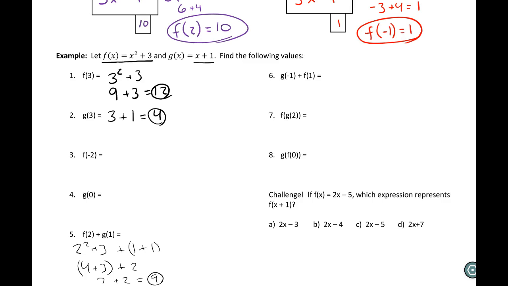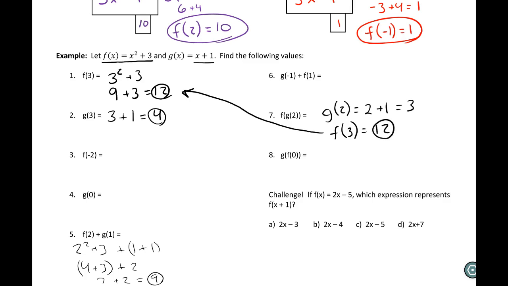Okay, one last I'll show with you, and then the rest I'll have you do on your own, is number 7, f of g of 2. Well, that sounds weird. What is f of g of 2? We're going to work from the inside out. So what is g of 2? Let's figure out the g of 2 part first. g of 2 is going to be 2 plus 1, which is 3. And now we're just finding f of 3, which, lucky for us, we already figured out in question 1. So f of 3 is 12. So f of g of 2 is 12.